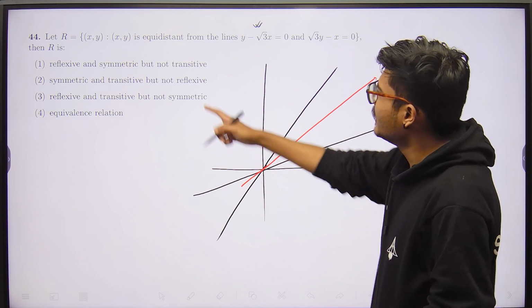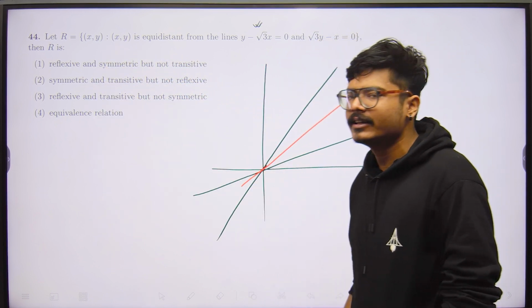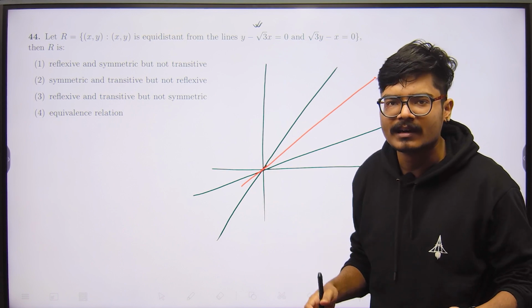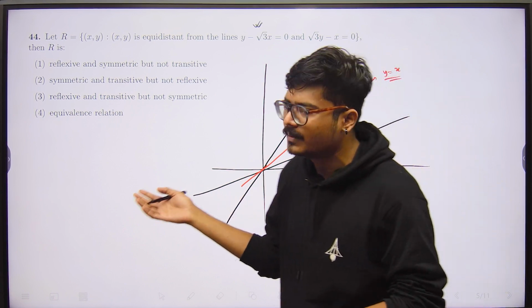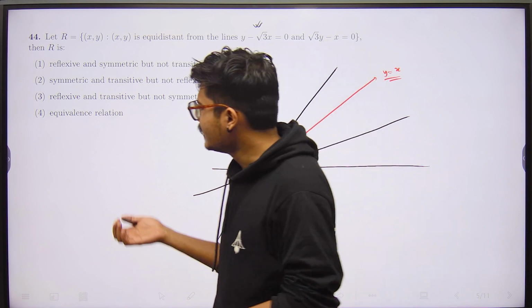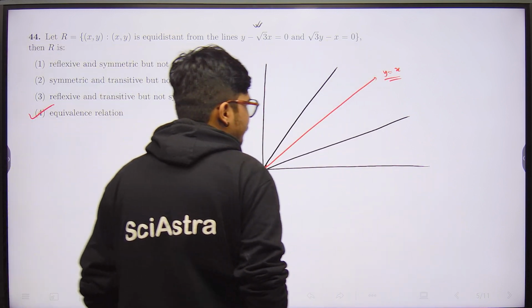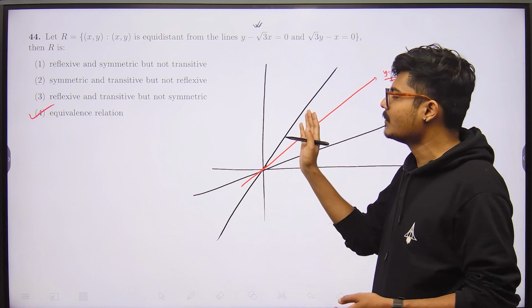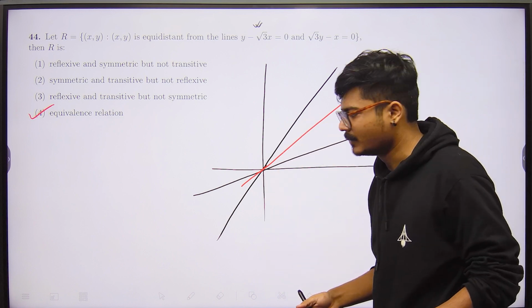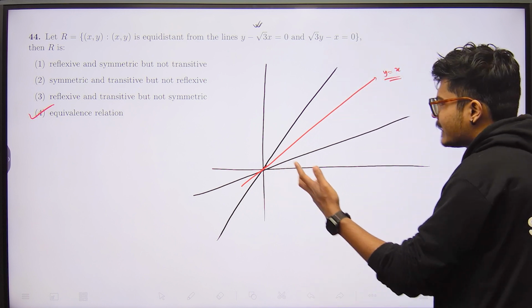Which means the only points which lie in this relation, the only ordered pairs would be of the form a, a. And if you are talking about a relation which only has a, a, it's obvious it's going to be an equivalence relation, right? So the answer for this is going to be 4. Simple. You just needed to know that the locus of the points which are equidistant from two lines is going to be the angle bisector of them, okay? So that was question 44, a one-line answer, okay?